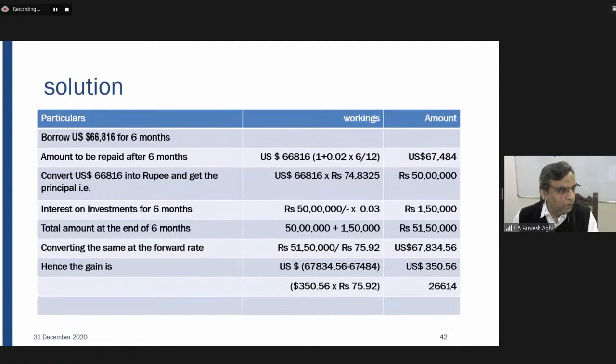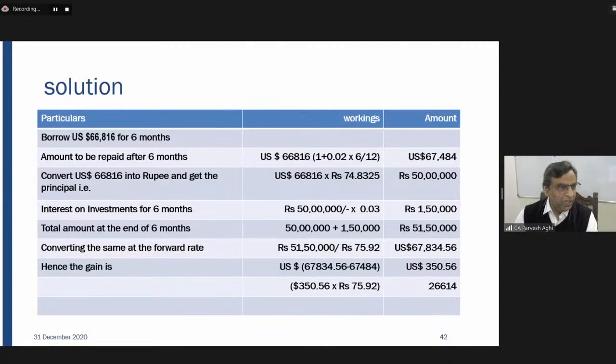$350.56 by doing an arbitrage, borrowing from the US, then converting those dollars into rupees and investing for 6 months at a rate of 6%, and then converting the same money after 6 months into dollars again, entering into a forward contract with the bank and taking the money back in US dollars. So he finds that he will be a gainer to the tune of $350.56, which if translated at the forward rate comes to about 26,614. So this is the money he's going to make in this question.